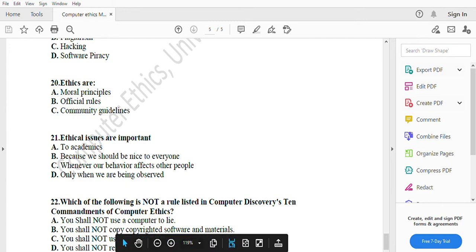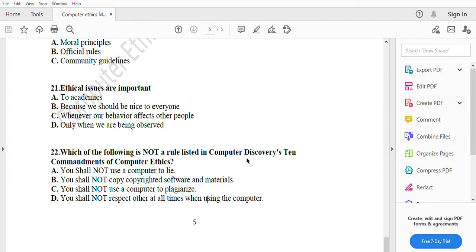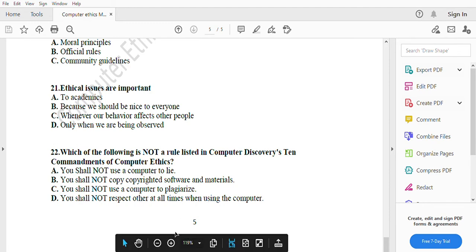The last question. Which of the following is not a rule listed in the Computer Ethics Institute's Ten Commandments of Computer Ethics? You shall not use a computer to lie. You shall not copy copyrighted software and materials. You shall not use a computer to plagiarize. Or you shall respect others at all times when using the computer. Of course, it's D.